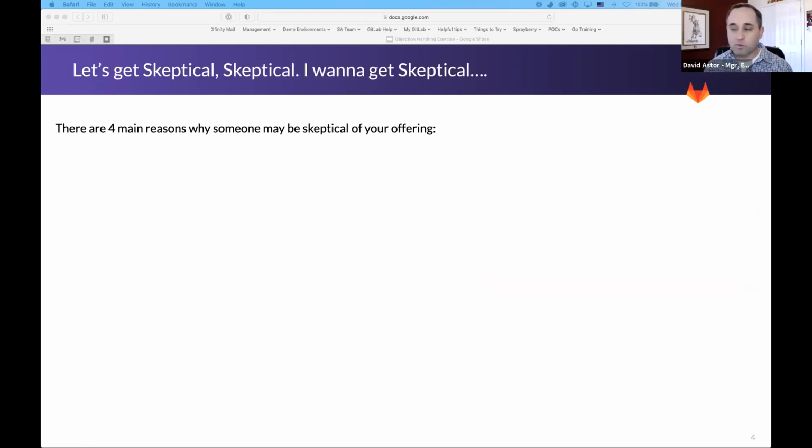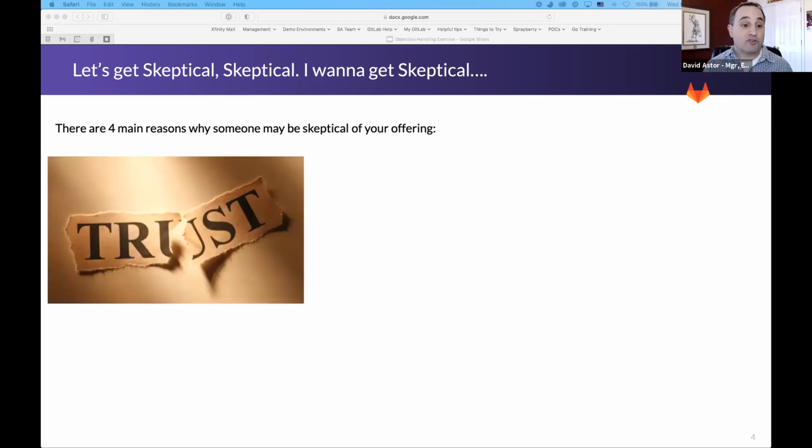Let's talk about the first one here. When we talk about skepticism, there are 4 common reasons why someone may feel this way. First is the lack of trust or rapport, right? We've heard it time and time again. You buy from people that you like. You buy from people that you trust. It's extremely important to develop a rapport and gain the trust of your customer, your prospect.